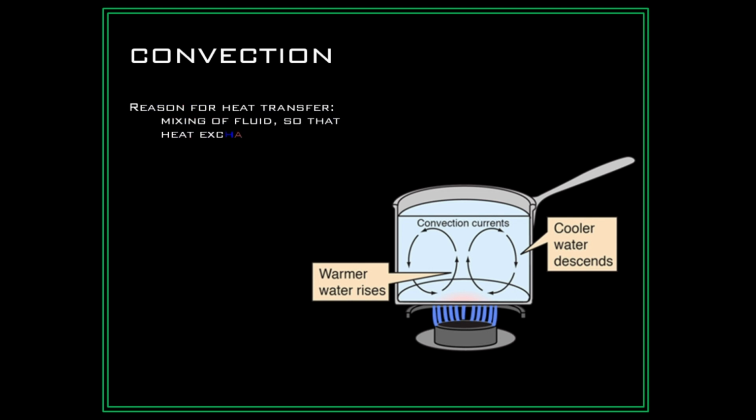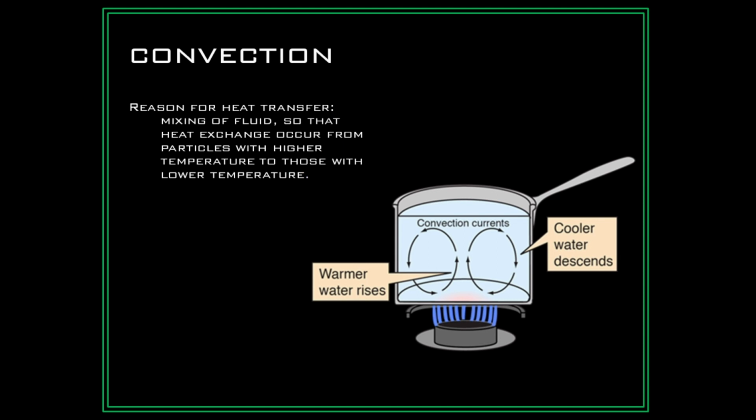Convection and reason for heat transfer: mixing of fluids so that heat exchange occurs from particles with higher temperature to those with lower temperature. This is the same principle of the heat transfer, that from higher temperature to the lower temperature, the heat is exchanged.